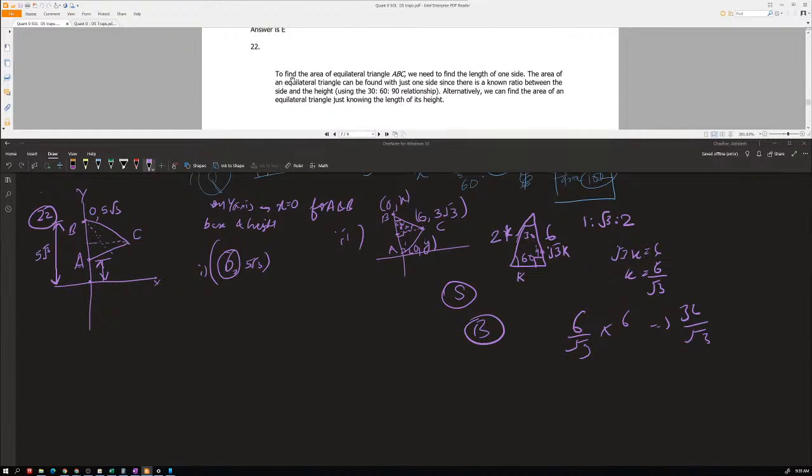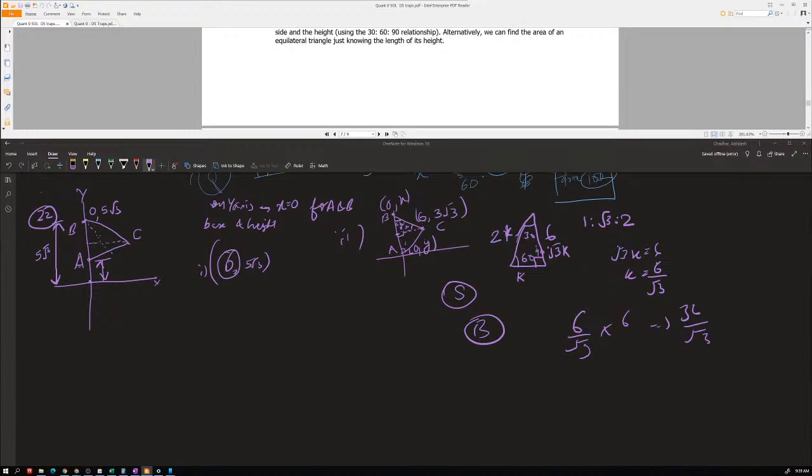To find the equilateral triangle area, the equilateral triangle inside can be found. This is there, and the ratio between the sides using the 30-60-90 relationship. Alternatively, we can find the area of an equilateral triangle from the length of a side.